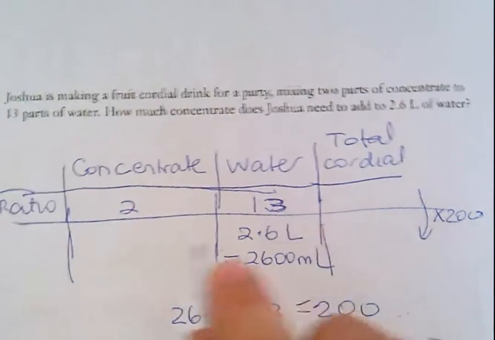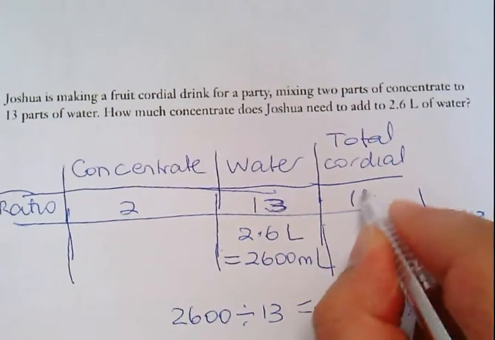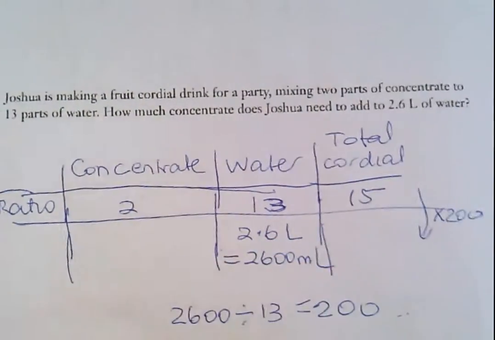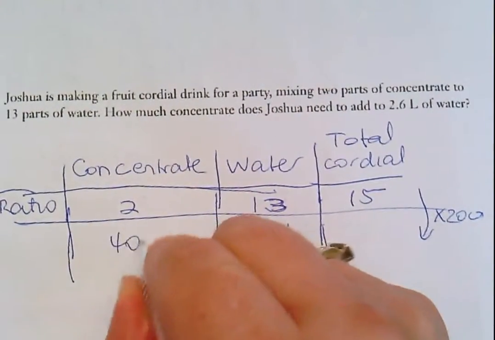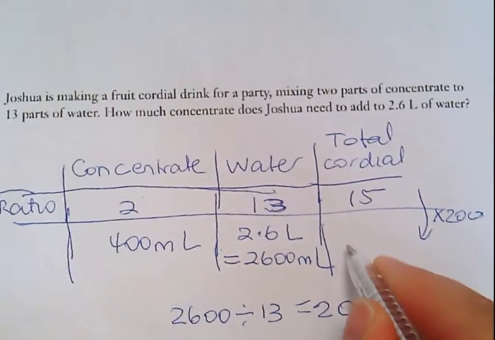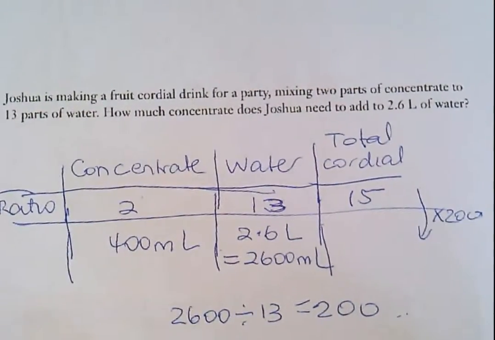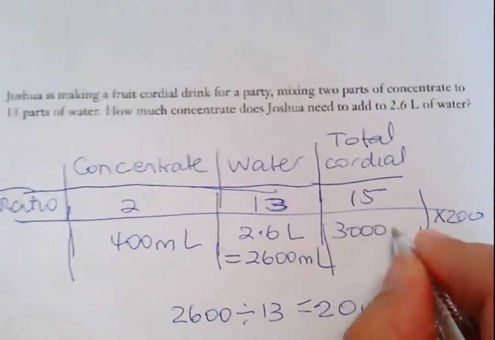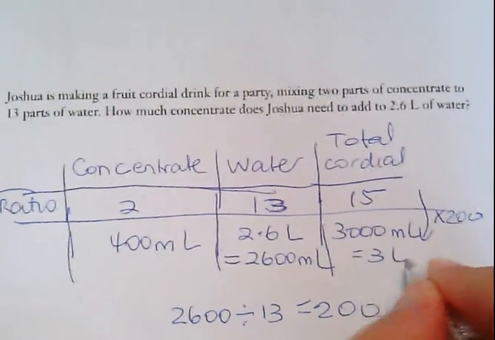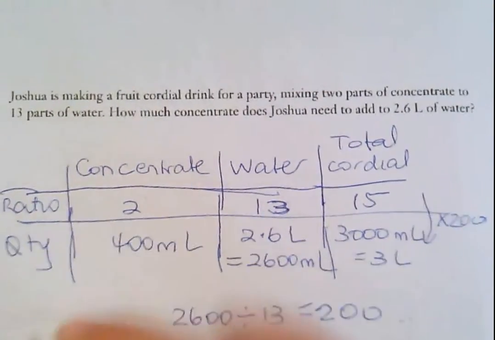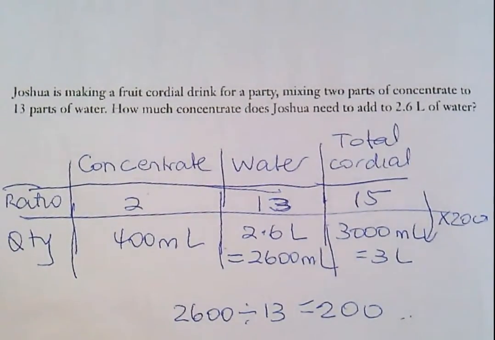I forgot to add up the total. 2 plus 13 is 15. Now 2 times 200 is 400 mils. And what's the total cordial, by the way? 3,000 mils, which is? 3 litres. Very good. That's your quantity. So girls, ratio, quantity.